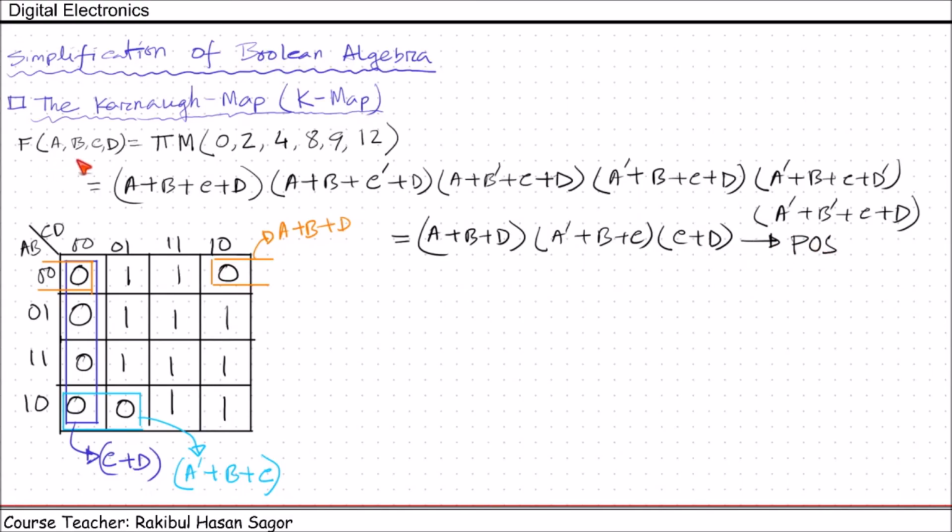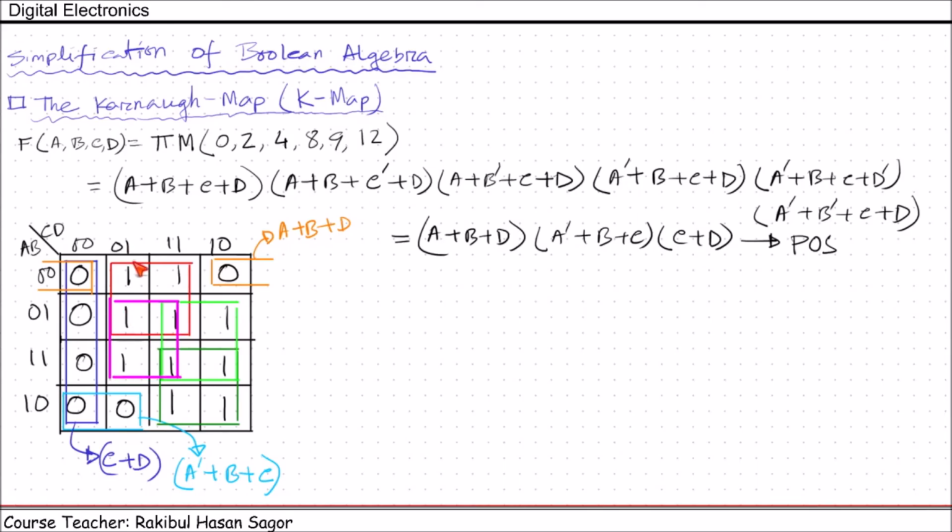Again, if you want to express the same function in SOP form, in simplified way, then you need to map the ones. Let's solve it. We can take 4 boxes together. We can take another 4 boxes. Now for this one, we need to take these 4 boxes. Finally, for this one, we need to take this box.